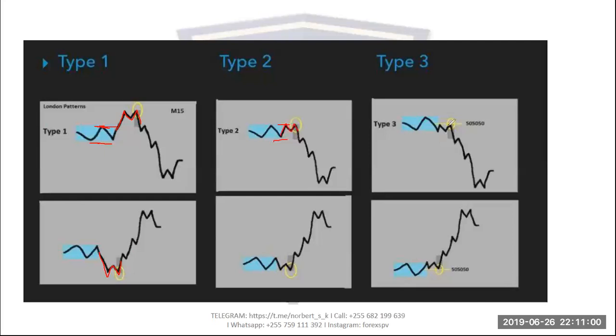And here we have the type 3. The dealer forms the pattern at the Asian midline. So this is the Asian midline here. So the dealer would form the pattern there, and usually the 50 EMA is around that area.